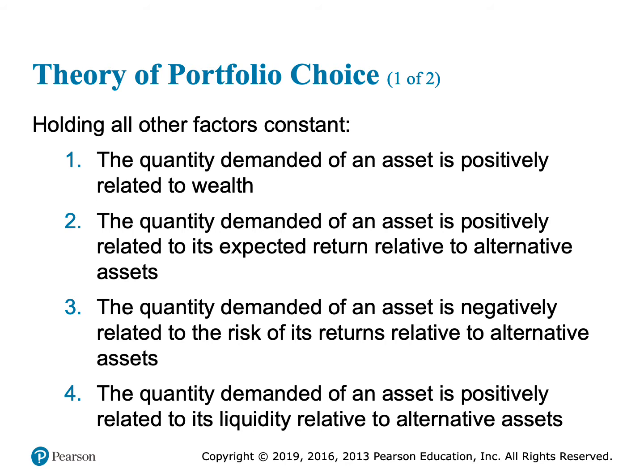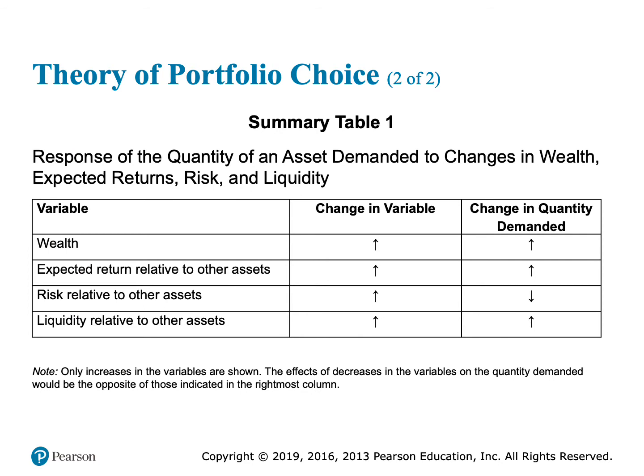Number 4, the quantity demanded of an asset is positively related to its liquidity relative to other assets. Liquidity is, again, an attractive feature of an asset. It's the ease with which we can turn it into cash and use that wealth in terms of purchasing power. So as liquidity increases, we're going to increase our demand for that asset as well. I think these things are intuitive to you, but it's important that we lay them out piece by piece so that we have a firm understanding of what's going to be impacting asset demand versus all the other things that you might think about that are maybe irrelevant.